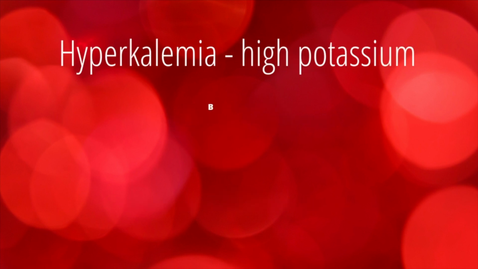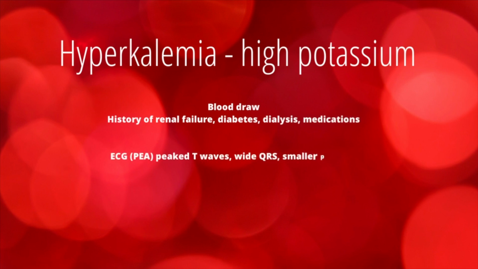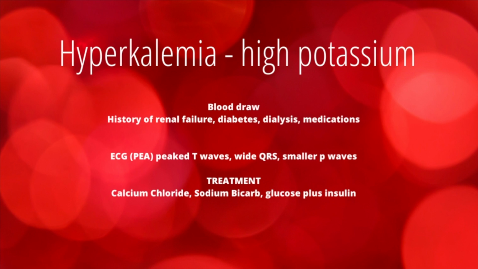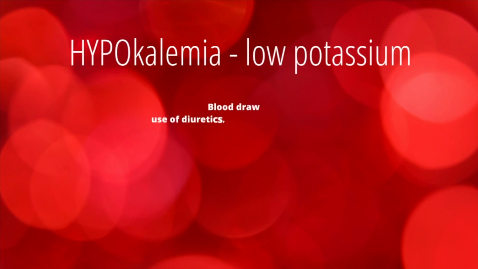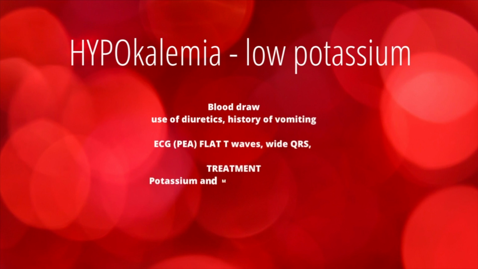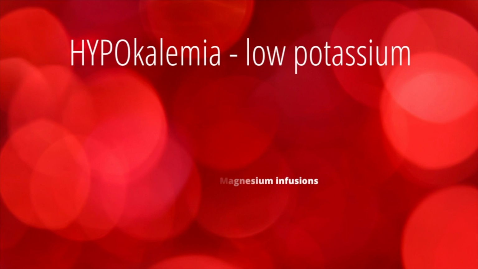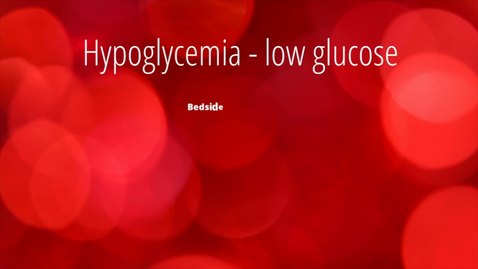Hyperkalemia, high potassium, we're going to need a blood draw and check the history for things like renal failure and diabetes. If it is, we're going to treat with calcium chloride, sodium bicarb, glucose plus insulin. Hypokalemia, again, another blood draw, checking for the history of use of diuretics or loss of fluids from vomiting, and the treatment will be magnesium and potassium infusion. Hypoglycemia can be tested right at the bedside with a glucometer, and if they are low, we're going to treat that with IV dextrose.